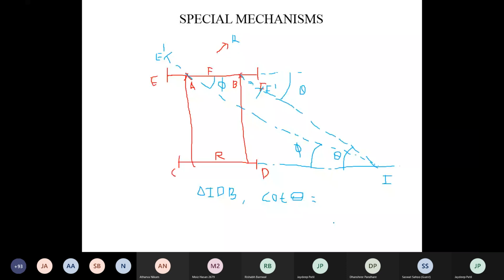Cot theta क्या आएगा यहाँ पे? Cot theta is equal to ID upon BD. Cot means adjacent divided by opposite. Tan means opposite upon adjacent. Correct? ID upon BD. Now here the distance between the front and rear wheel is your L.